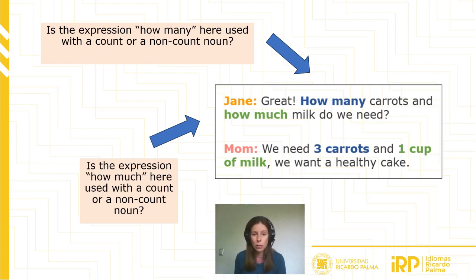And in the question, how much milk do we need? Is the expression how much used with a count or a non-count noun? Where is the noun? Milk. Here it is. And milk can't be counted. So that's why we use how much. And the answer is 1 cup of milk, because milk by itself can't be counted.